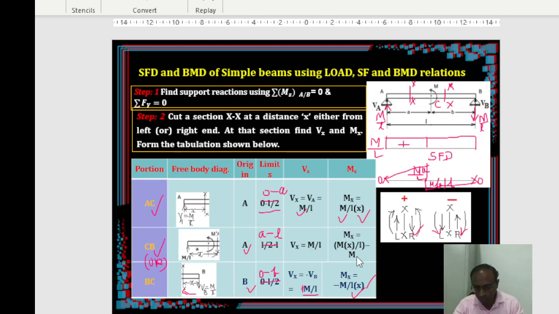Now Vx and Mx you can write. For Vx, no vertical forces are there, so simply M by L, only one force that you can write. It is upwards, therefore it is plus M by L. And then Mx is equal to force times distance, so this is M by L times x, positive. Why positive? Because you can observe the sign convention: left of the section, clockwise is positive, whereas M, on the left of the section, is going to be anti-clockwise, so negative, minus M, right?